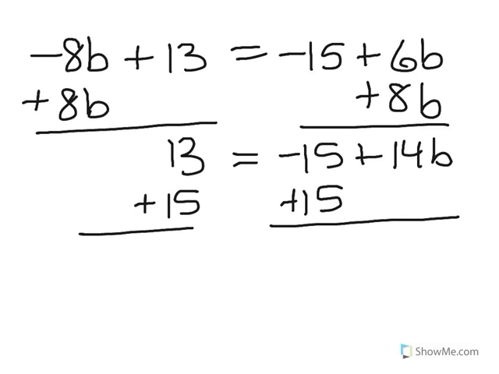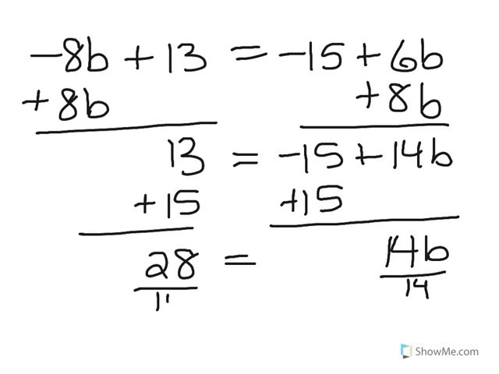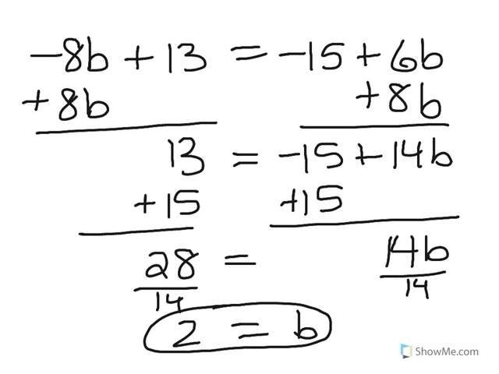On the left side, 13 and 15 give us 28. On the right side, negative 15 and 15 cancel each other out. We'll have 14b. Finally, we're not interested in what 14b's are. We want to know what b is. So we'll divide both sides by 14. And 28 divided by 14 is 2. And 14b divided by 14 is b. And that gives us our solution.